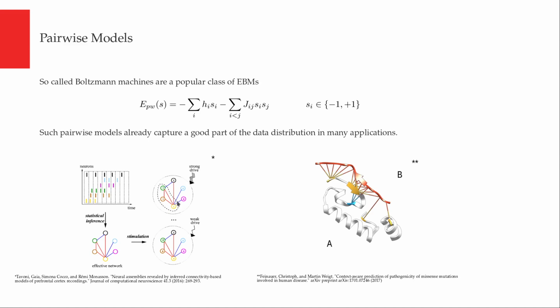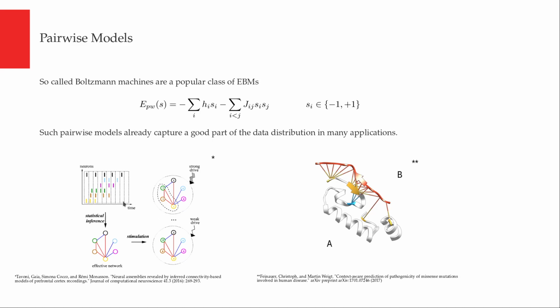A very easy and very popular way of defining the energy, for example, for binary variables, is to say that you want it to consist of two types of terms. One type of term which depends only on one variable, and one type of term which depends on two variables. And the parameters in this part are then called fields, and in this part are called couplings. And those are then pairwise models. And such pairwise models already capture a good part of the distribution in many applications.